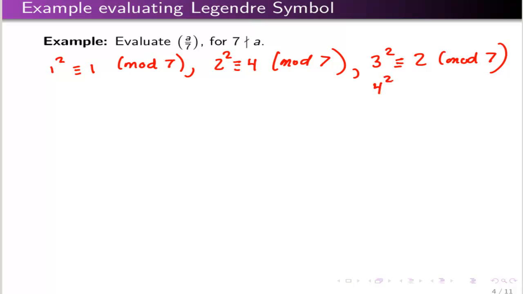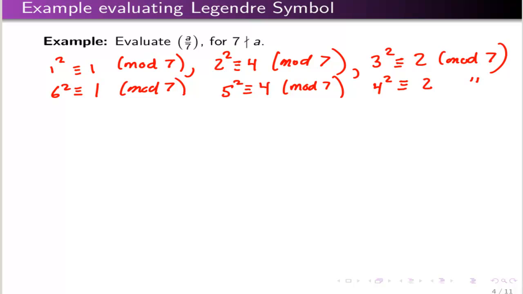So 4 is the same as -3, so 4 squared would be 2. 5 squared would be 4, and you can check that: 25 is 4 mod 7. And then 6 squared is the same as -1 squared. Okay, so just enumerate what all the perfect squares are, and then we can write these down. So 1 mod 7 equals 1, so 1 is a perfect square. 4 is a perfect square. 2 is a perfect square.